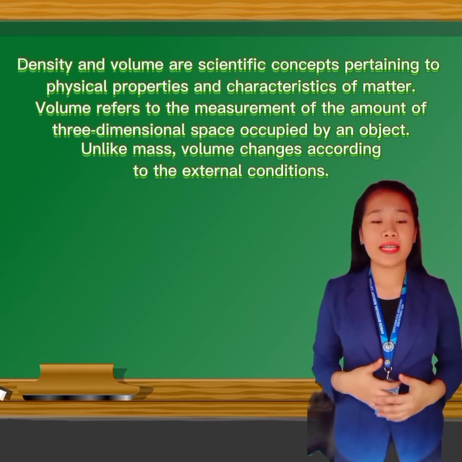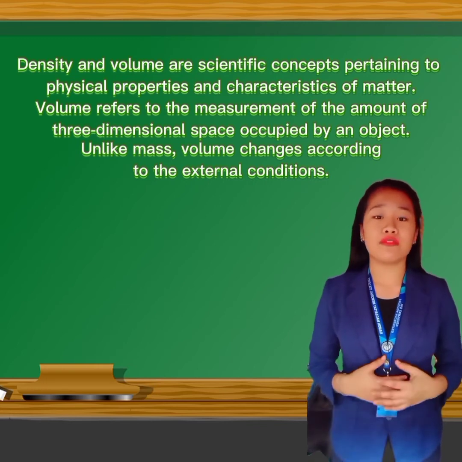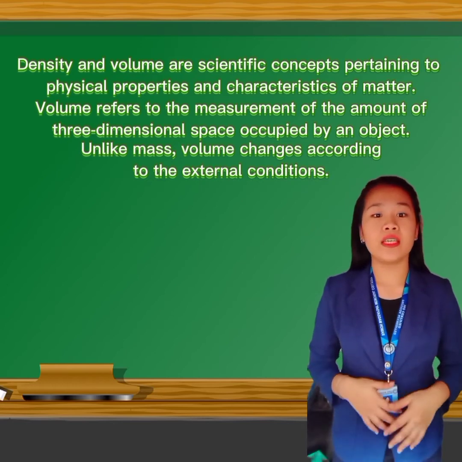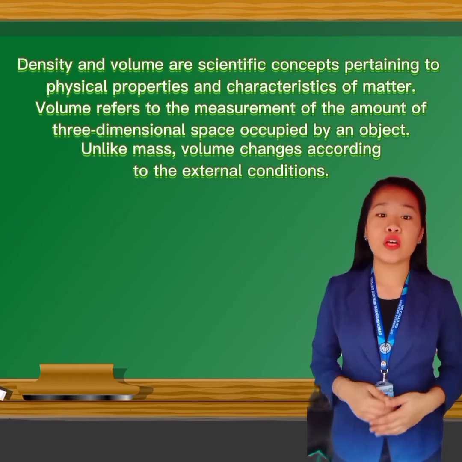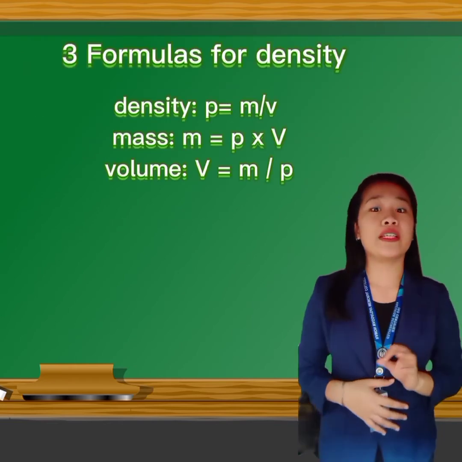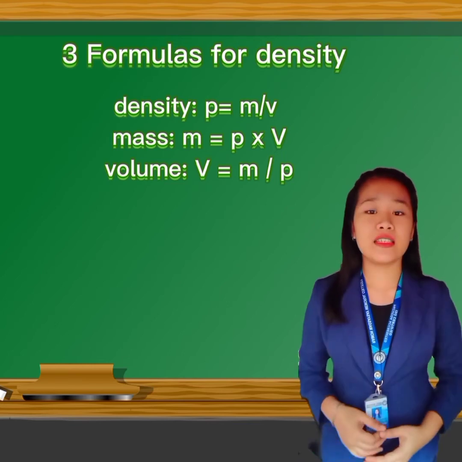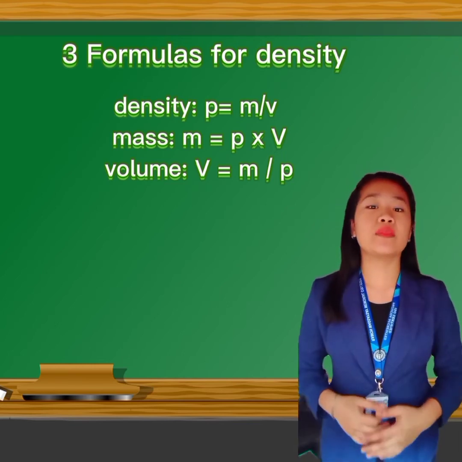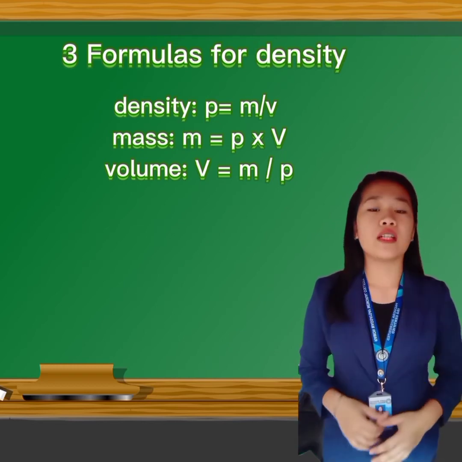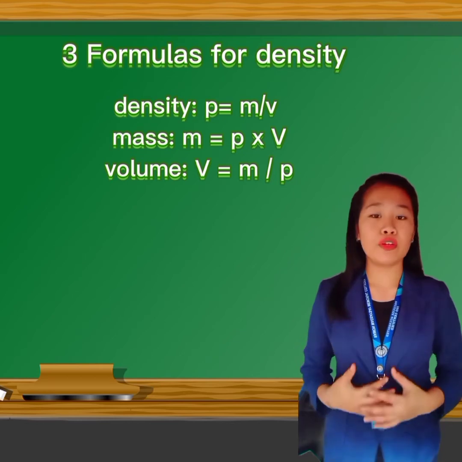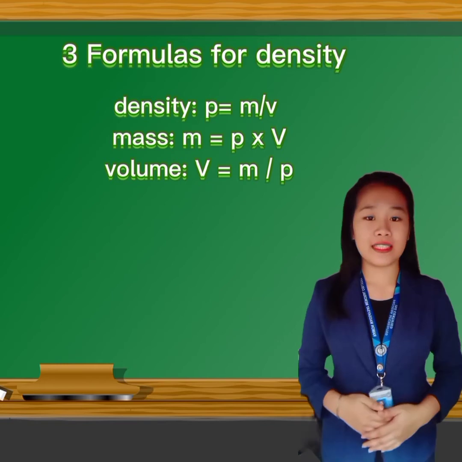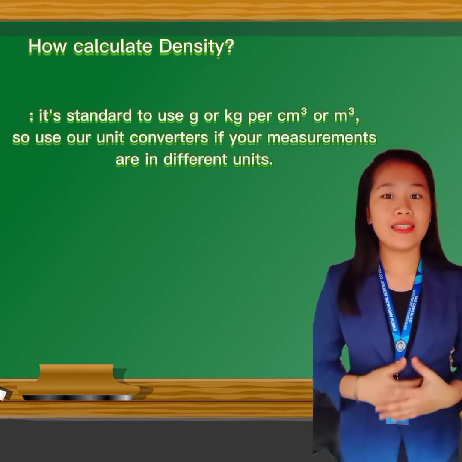Density refers to the mass contained in a substance for a given volume. It explains the relationship between mass and volume. It determines how densely molecules of a given object are packed into a given volume. There are three formulas for density. Density equals mass divided by volume, and for mass, mass equals density times volume, and for volume, volume equals mass divided by density.